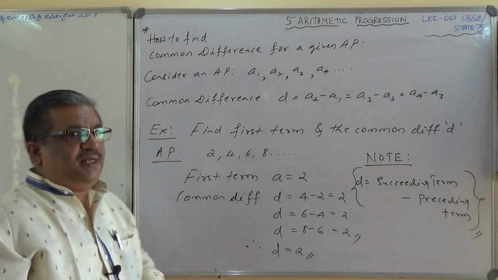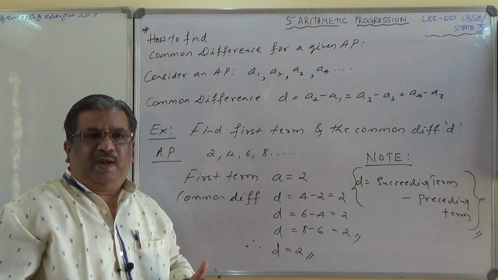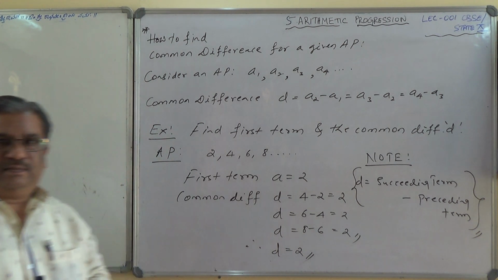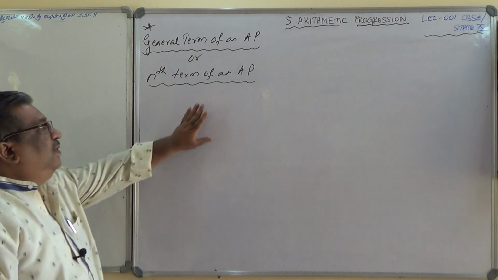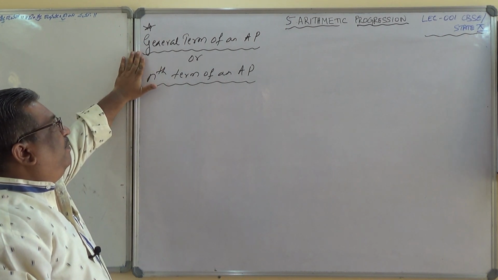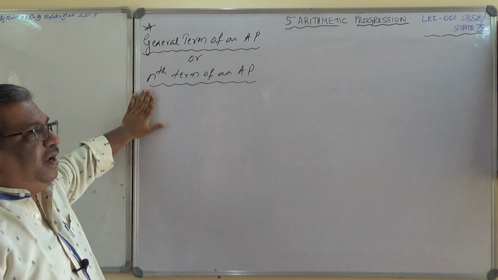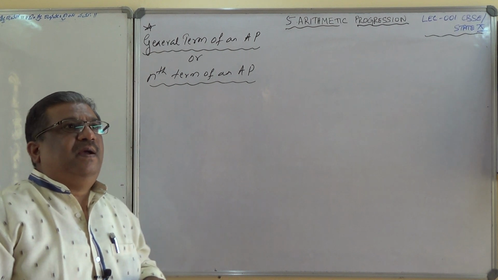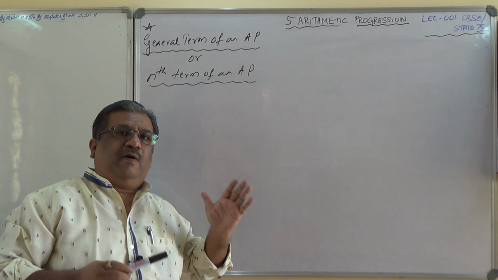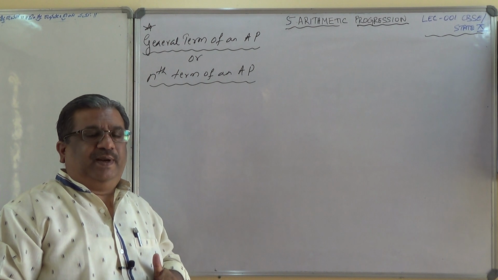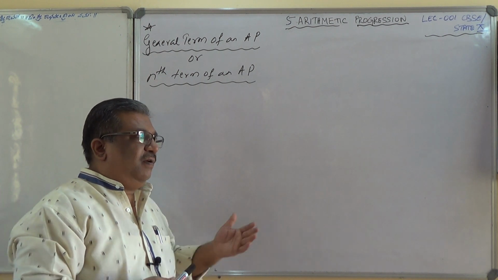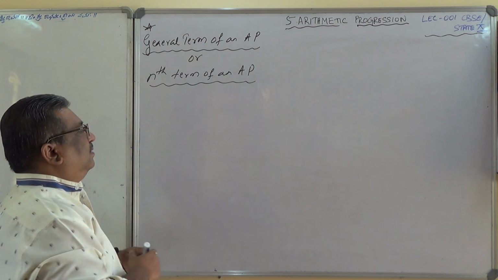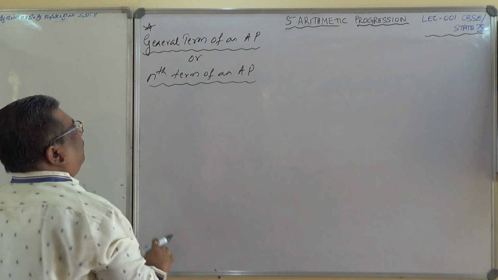Okay, next we'll see what is the general term of an AP or nth term of an AP, the most important part. First you note it down. Now, general term of an AP or nth term of an AP. How do you obtain this? The nth term of an AP is the most important formula to be used in all our further calculations when we take the numericals. So let us see how to arrive at this.